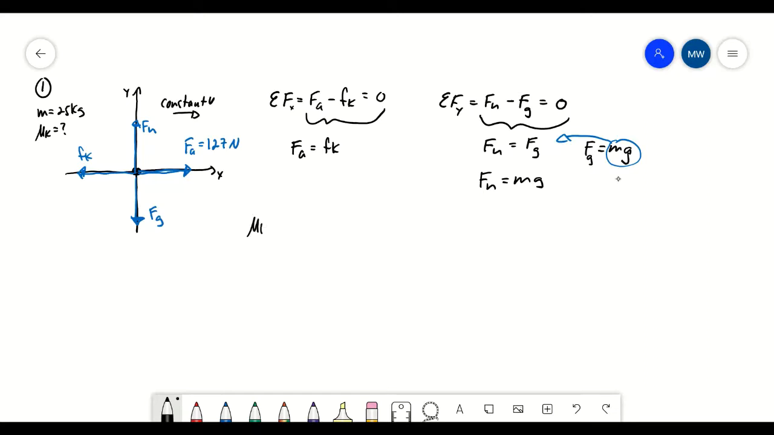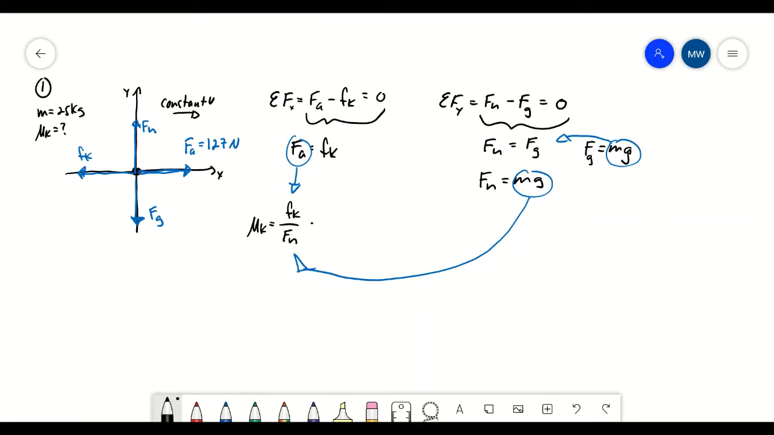So in this case, we want to find what mu k is equal to. Well, mu k equals Fk over Fn. And now we know that Fk equals Fa, and we know that Fn equals mg. So why not do a little bit more substitution? We can take what Fk is equal to, which would be, let me rewrite this for you. This is Fk. We can take what it's equal to here, Fa. We can just throw that in. We can also take what Fn is equal to, and we can put that in over here.